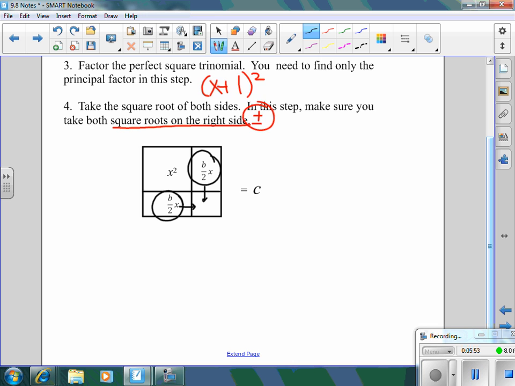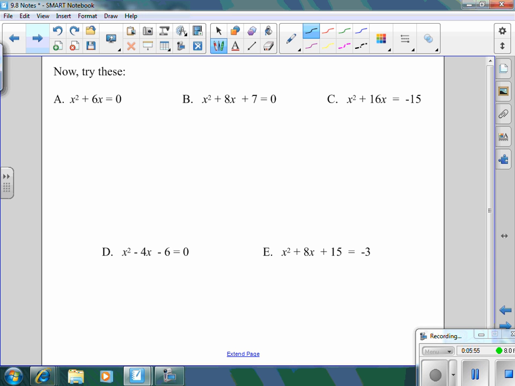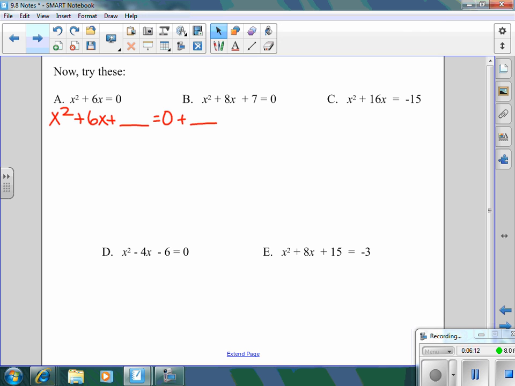So let's do some problems, start to finish. So A, this one's set up kind of like we want it. We have x squared plus 6x plus some blank equals 0 plus a blank. So, in order to figure out what that blank is, we can think about a square, and then remember that we're going to have to factor it into a perfect square.